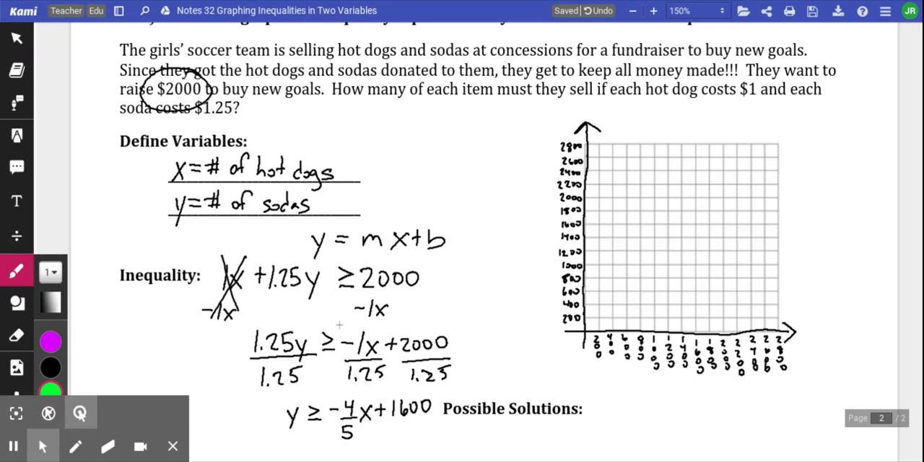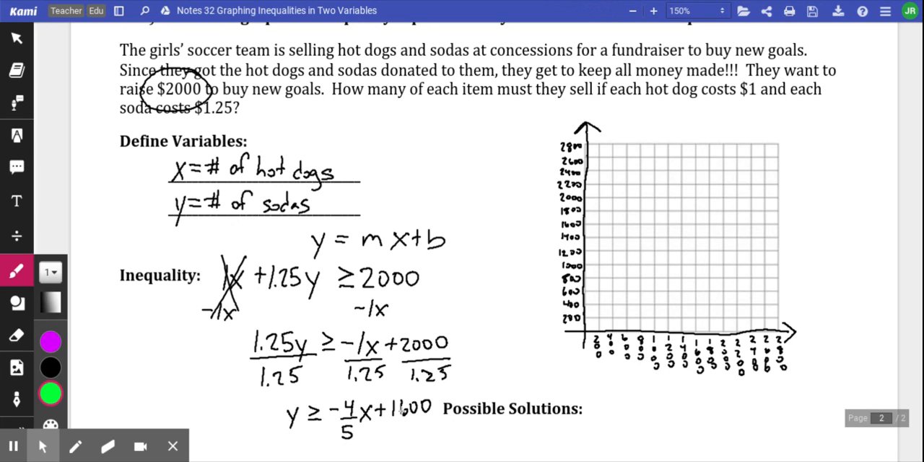All right, so what I did was I went ahead and labeled going up 200 every time and going over 200 every time. It's very important that since I'm going to be using slope in order to graph, I keep my scale the same. So I went by 200 on both the x and the y-axis.